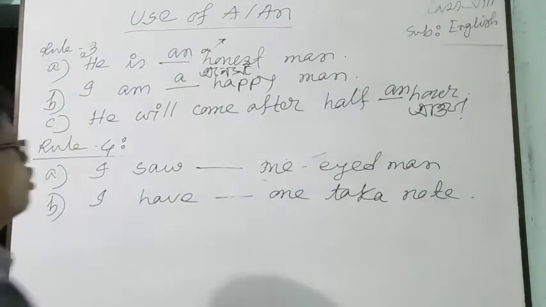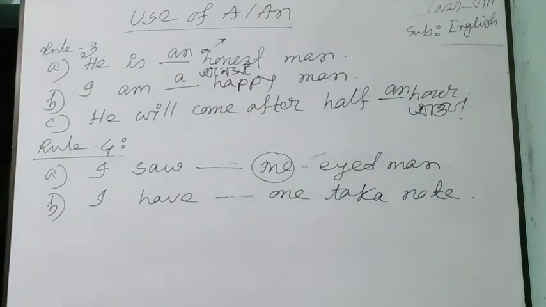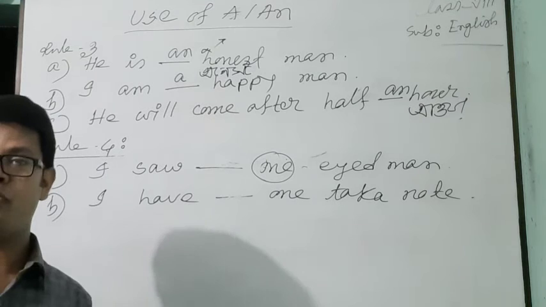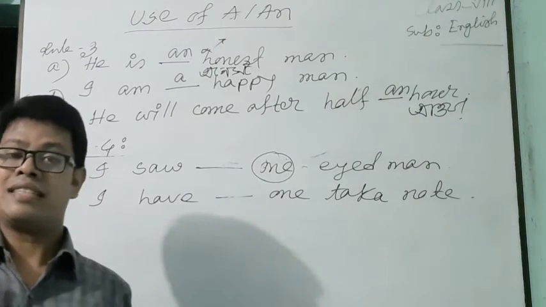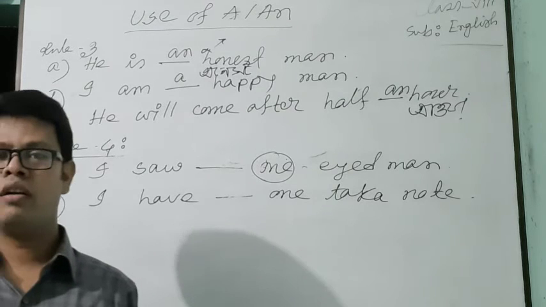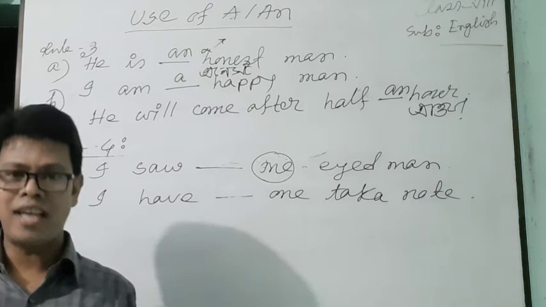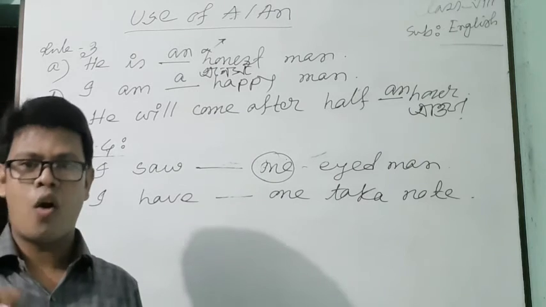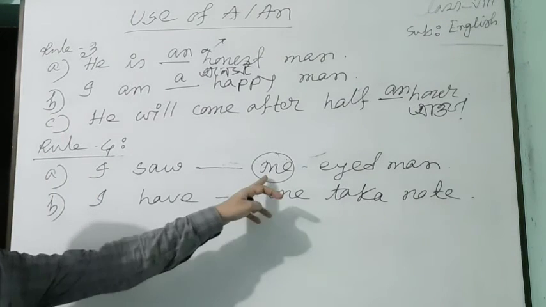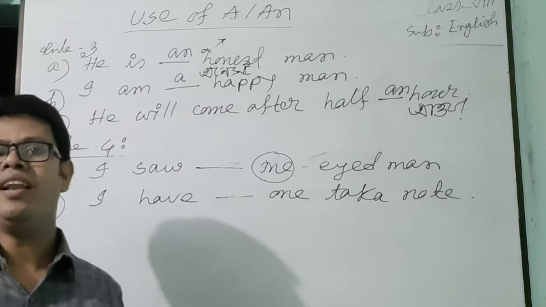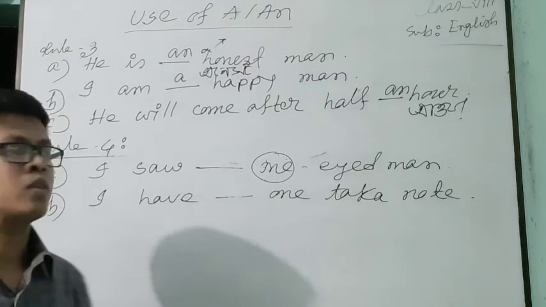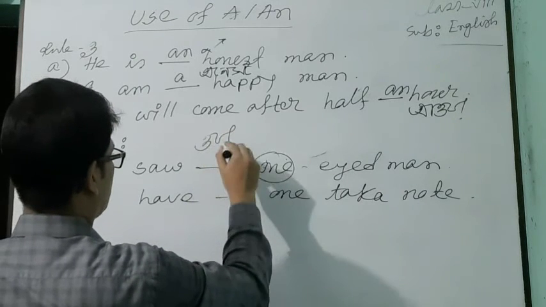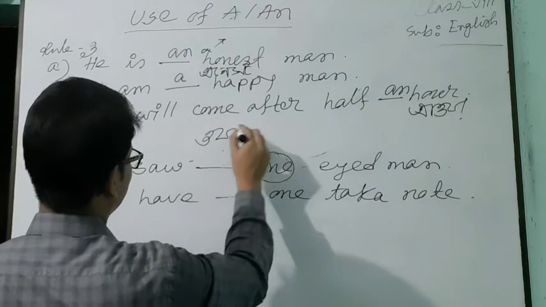Rule 4. We know O is a vowel. 'An' is used before a vowel, but 'a' is used before a consonant. But dear students, sometimes 'a' can be used before a vowel. But when? You can ask me, sir, when can we use 'a' before a vowel? Yes, I will give the solution now. If any vowel sounds as 'wa', we can write 'a' there.